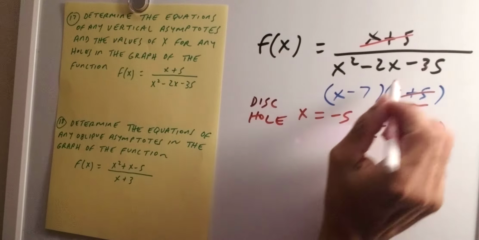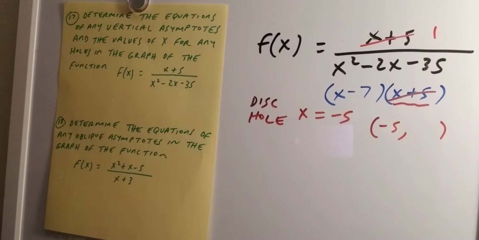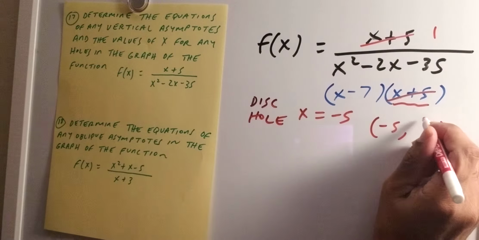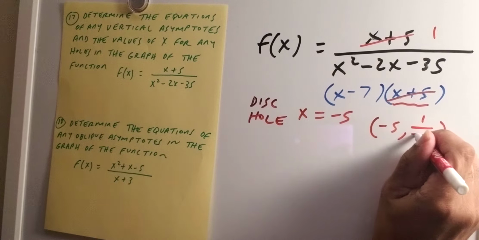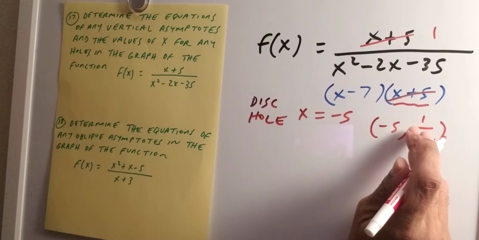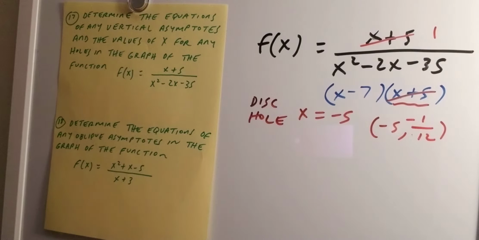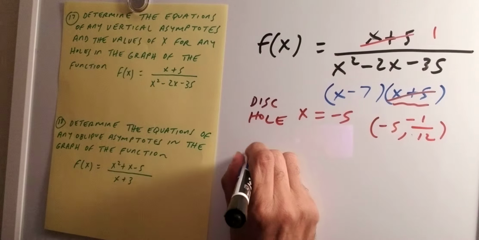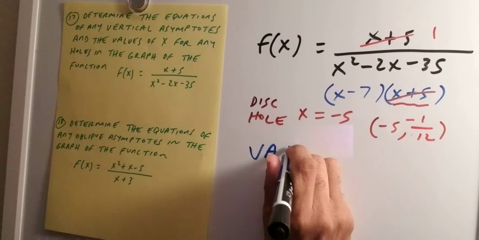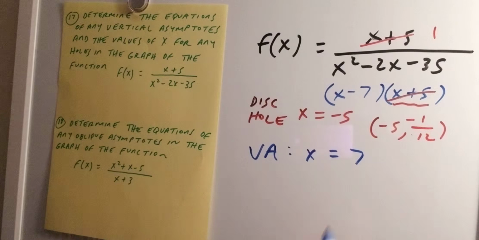Now it will be located at the point negative 5. Evaluating at negative 5, what remains? It's going to be 1 over x minus 7, so that's going to be 1 over negative 12, which is negative 1 over 12. That's the way you'll see it. All right, so we took care of the hole. We still have x minus 7 in the denominator. That will be 0 at x equals 7. And that takes care of number 17. Okay, number 18.